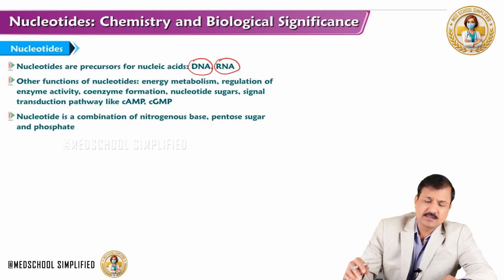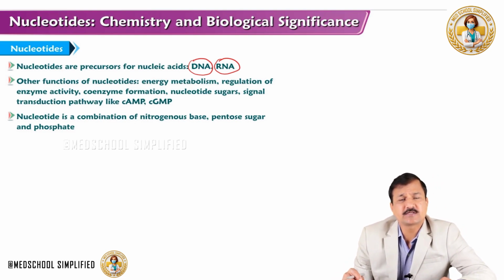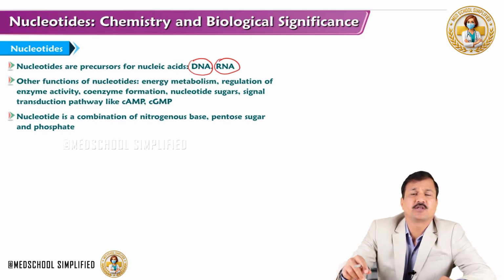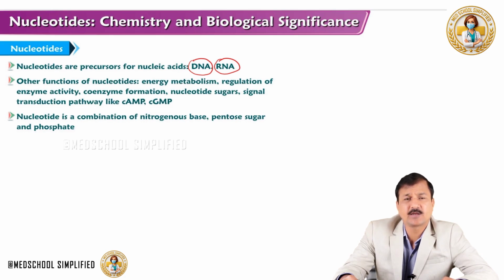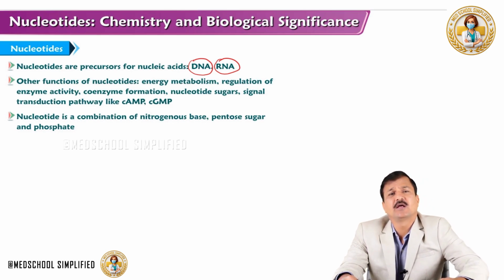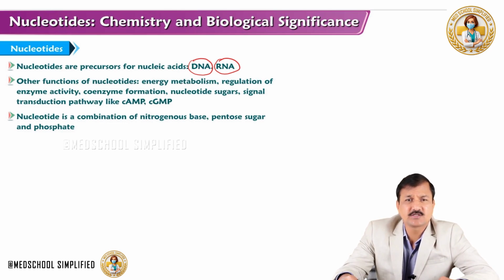Now, what are the other functions of these nucleotides other than being part of nucleic acids, that is DNA and RNA? Nucleotides can participate in energy metabolism in the form of UDP glucose, UDP glucuronic acid. They can participate in the detoxification process, and in a variety of biological and synthetic functions in our body.